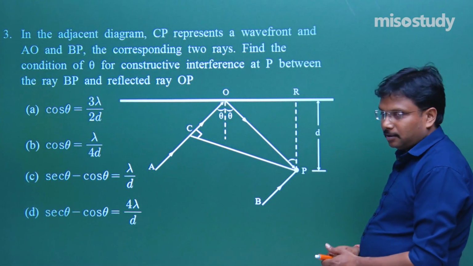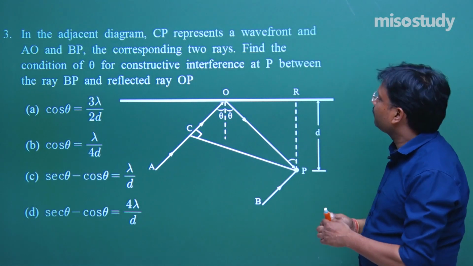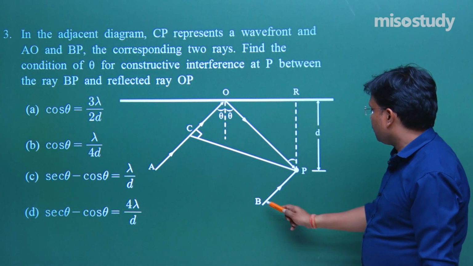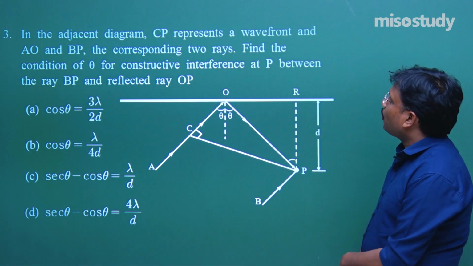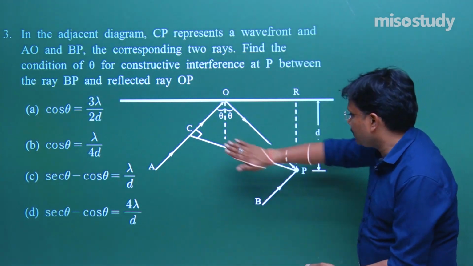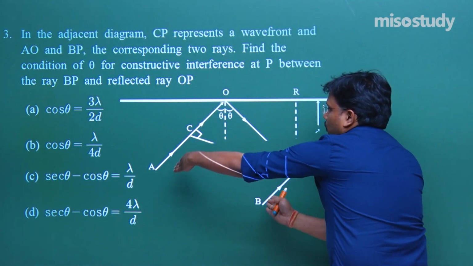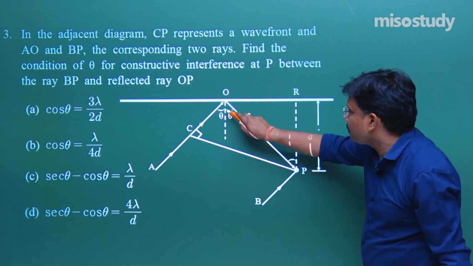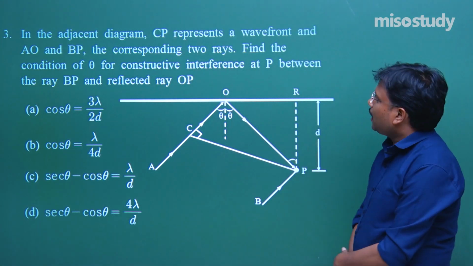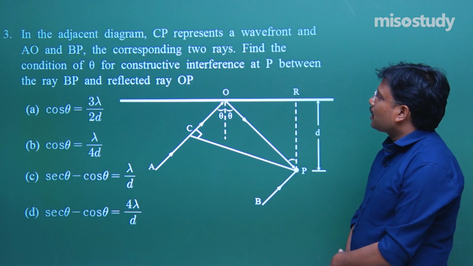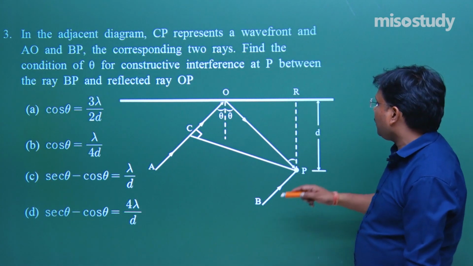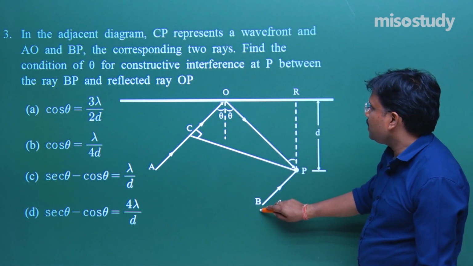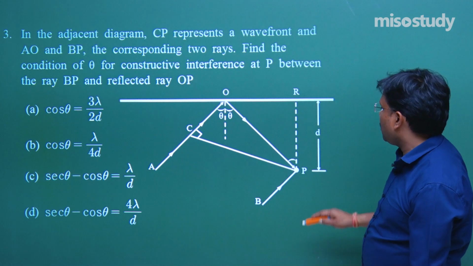represents a wavefront, and AO and BP are the corresponding two rays. This is the entire wavefront and these are two waves. Find the condition for theta for constructive interference at P, between the ray BP and the reflected ray OP.